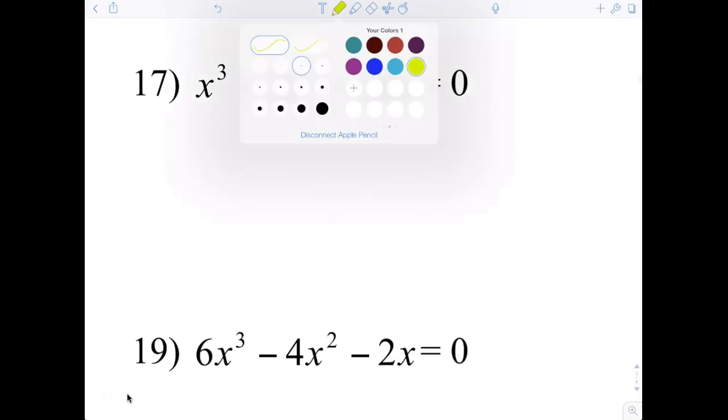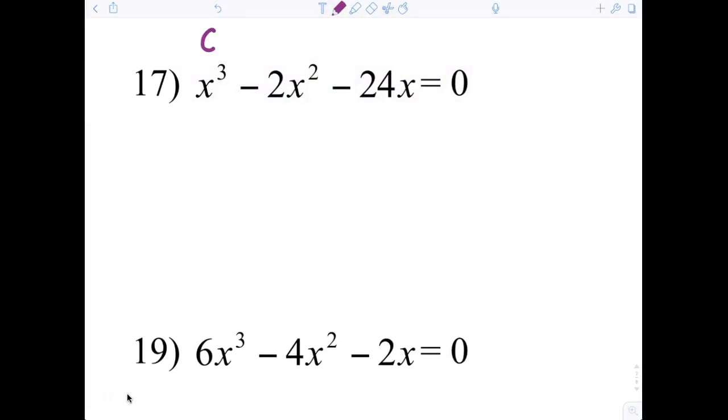17. I need you to put GCF at the top. How many solutions are there, guys? 3 solutions. What is the GCF? X. So everybody has to pull out an X. When I pull out an X, x squared minus 2x minus 24 equals 0.